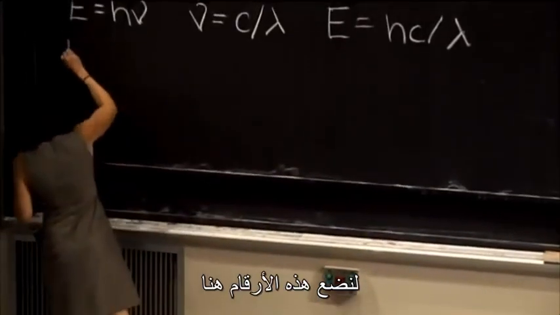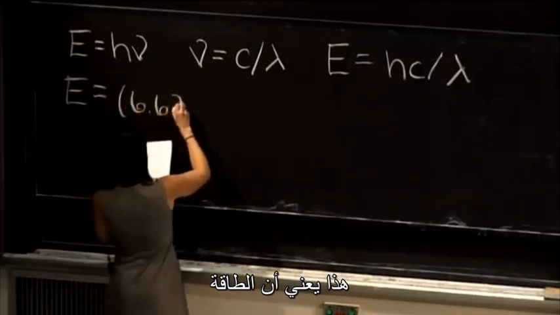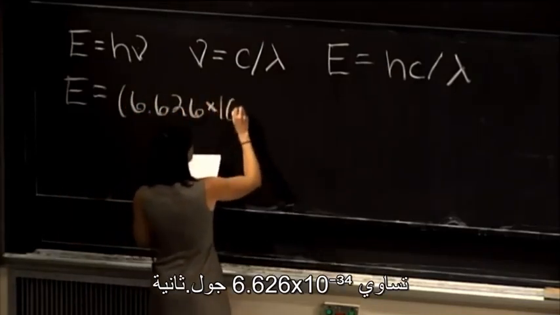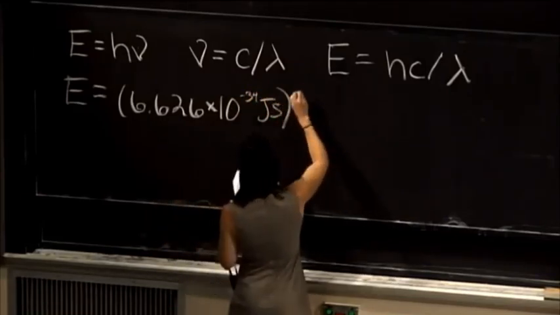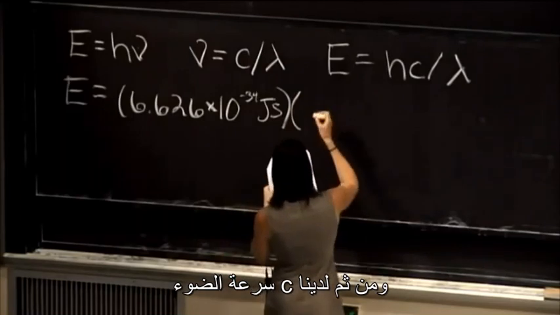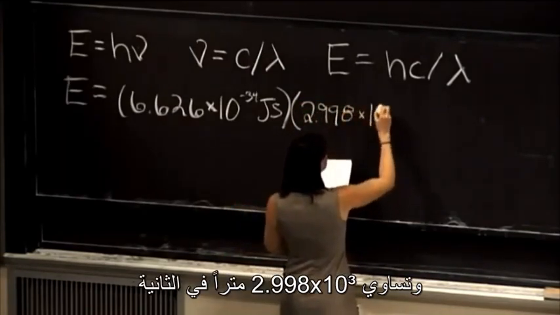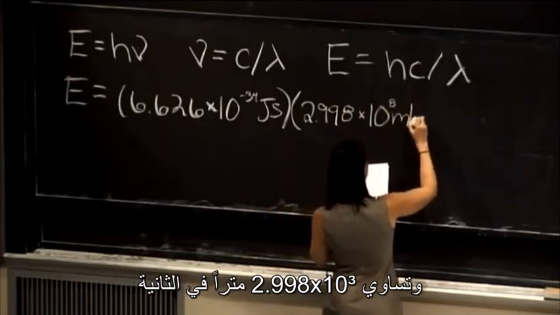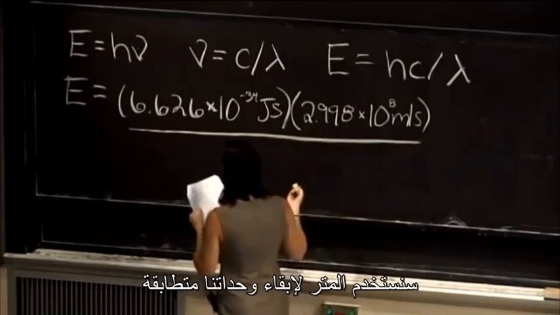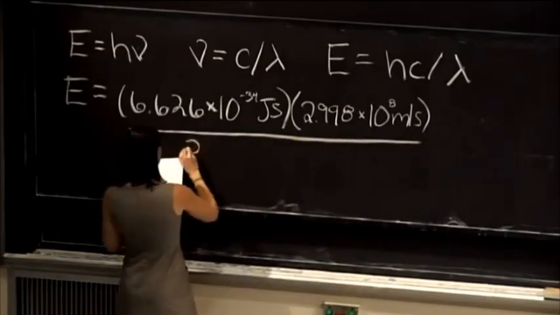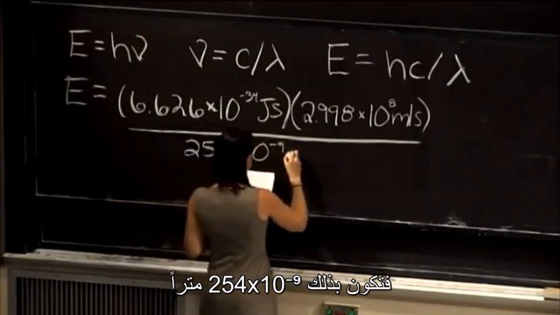So let's just plug in these numbers here. That means our energy is equal to 6.626 times 10 to the negative 34 joules times seconds. And then we have c, the speed of light, 2.998 times 10 to the 8th meters per second. And we want to divide all of that by our wavelength. And to keep our units the same, we'll do meters. So that's 254 times 10 to the negative 9 meters.